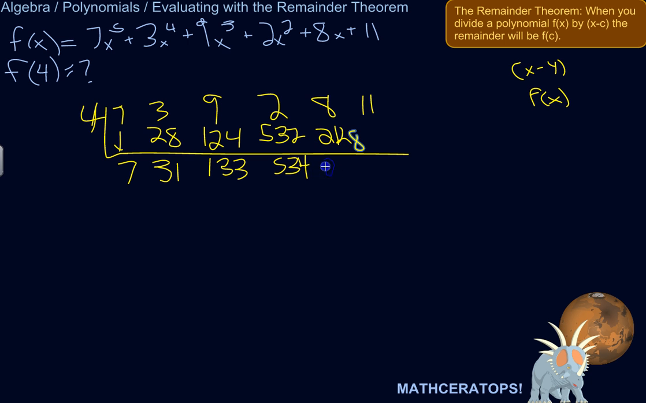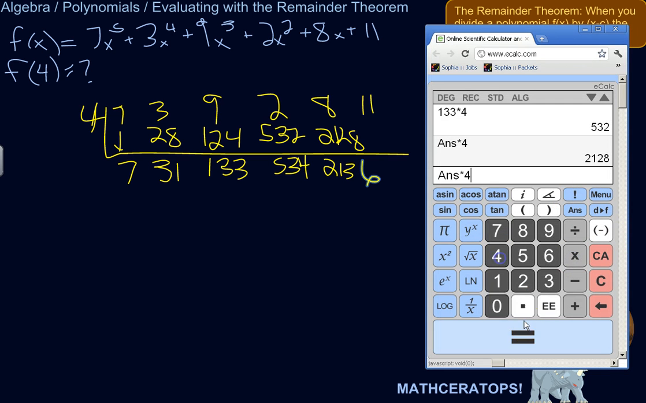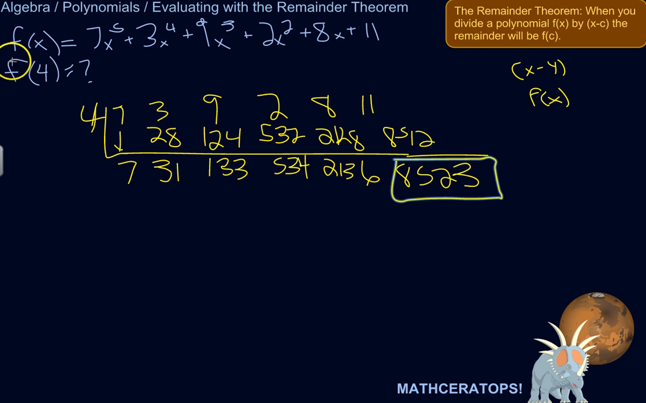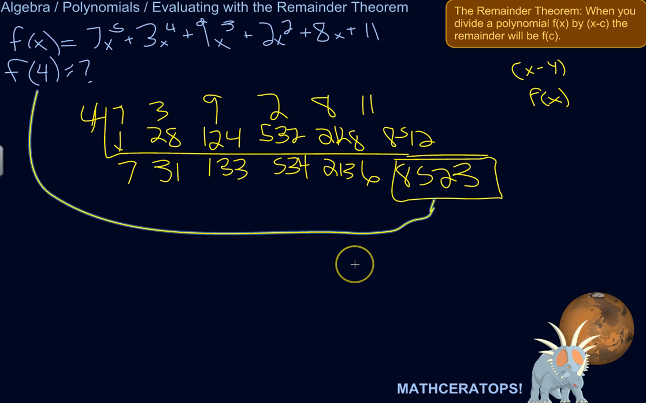Plus 8 is 2,136. Times 4, 8,512. Plus that 11 is 8,523. And that's my last number. That's my remainder. So that is the value of f of 4.